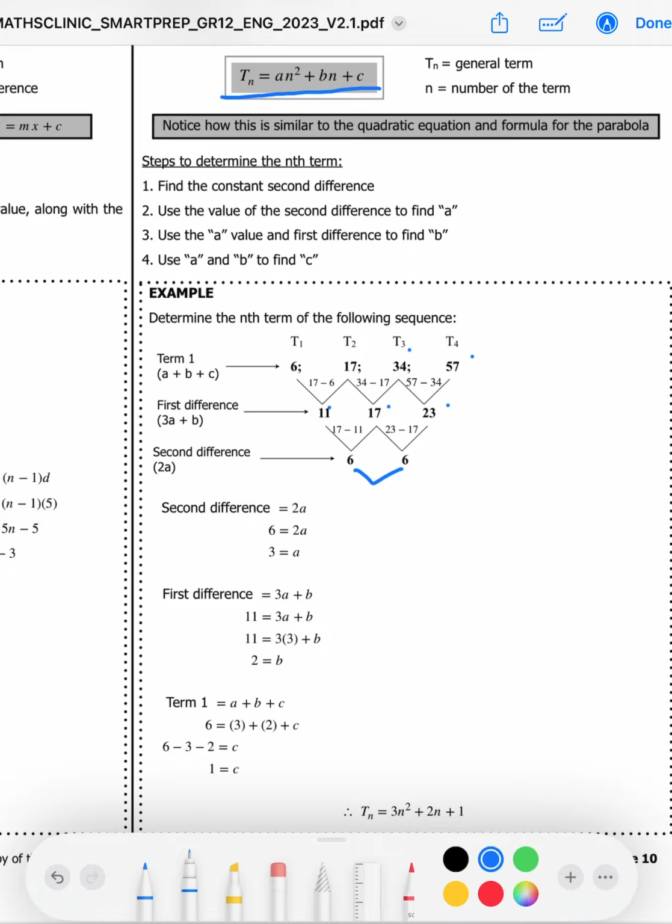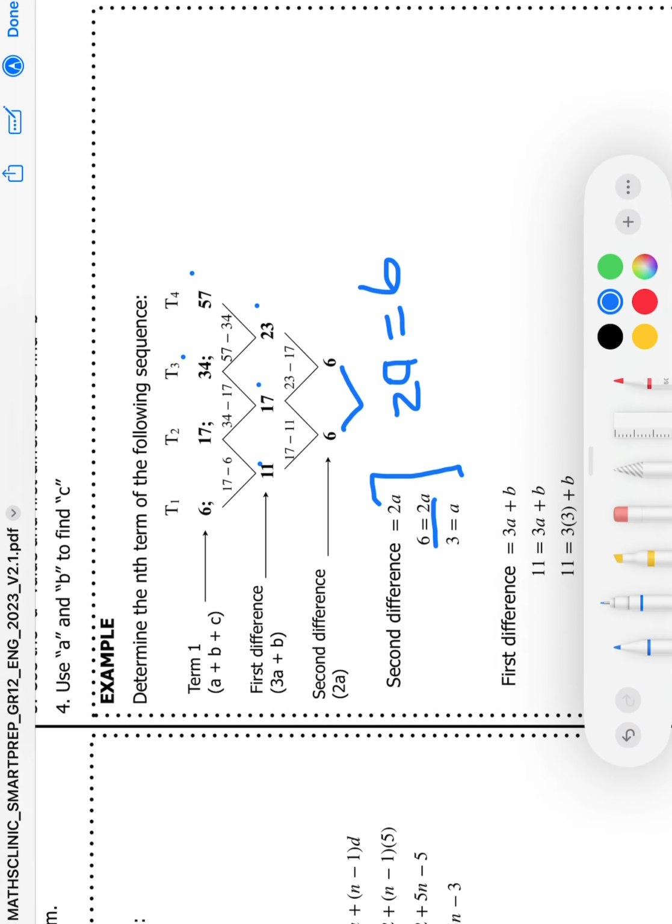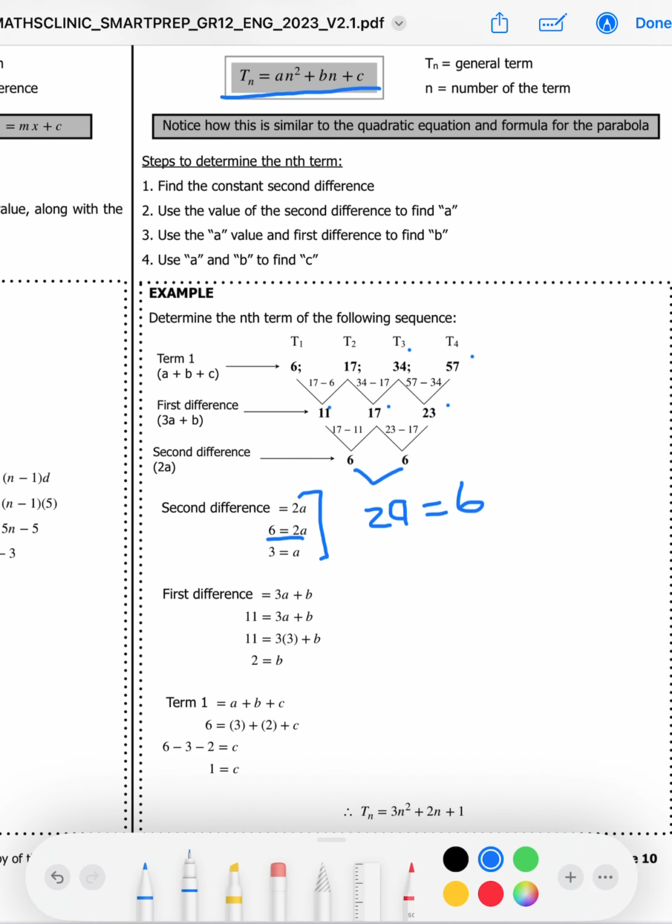And then to find b, now that we have a, you take 3a plus b. This 3a plus b must be equal to the very first of the first differences, which is 11. So the first one there, and then that will help you to find b, because already you'll be having a from the previous computation. And then to find c, you say a plus b plus c. A plus b plus c is equal to the first term, in this case, 6. So with this, now that you have a and b, you can find c.